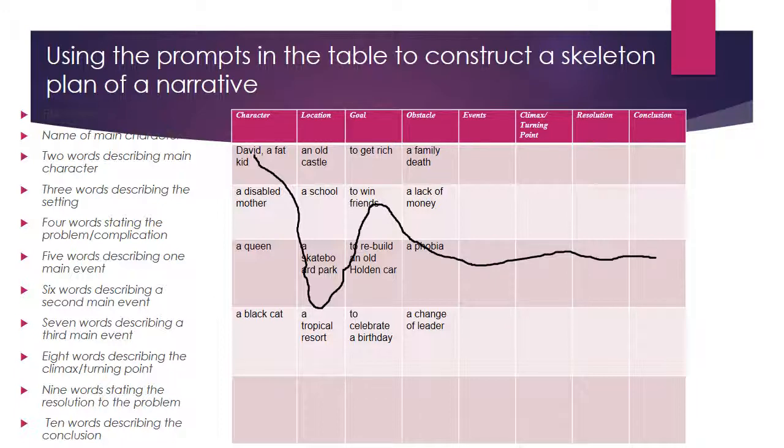In the amount of words that you can see each category has, okay? So events has to have 5 words, okay? 5, yep. And then 6 for the second main event, 7 for the third main event, and they'll all actually have to go in the event section. Okay, 8 words describing the climax, 9 words stating the resolution, and 10 words describing the conclusion. And that could form the framework of a very interesting and original story.